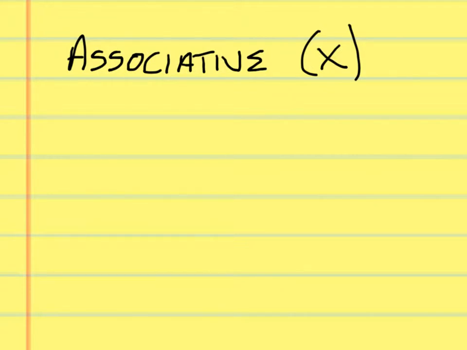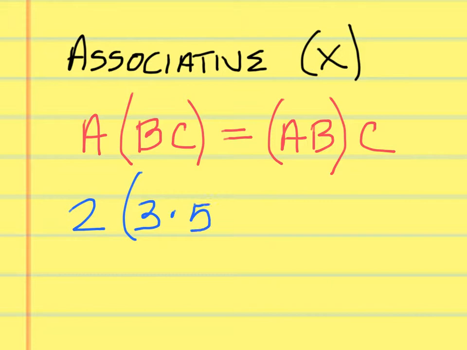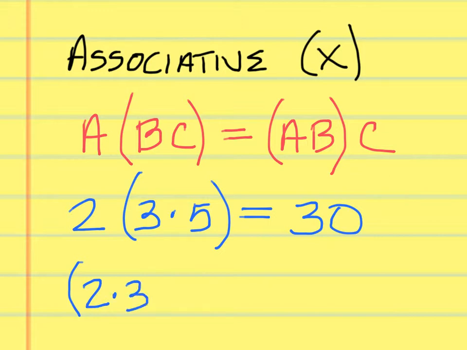The associative property of multiplication is A times the quantity B times C is the same thing as the quantity of A times B, close the quantity, times C. So if I had 2 times 3 times 5, if I did 3 times 5 first, that's 15, and then multiply by 2 to get 30, I'll get the same answer if I do the quantity of 2 times 3, close the quantity, and then times 5. 2 times 3 is 6, times 5 is 30. So it works both ways.